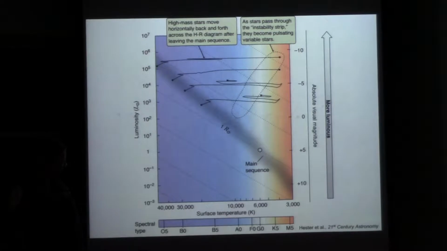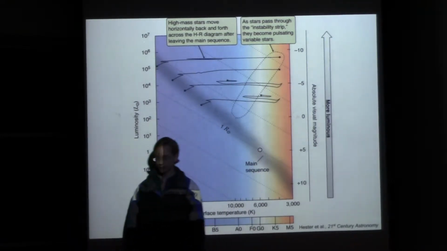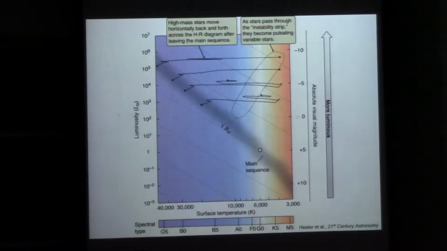So, onwards and upwards. Remember that a low mass star climbs up the giant branch after leaving the main sequence. High mass stars wander back and forth across the top of the HR diagram instead. So high mass stars move horizontally back and forth across the HR diagram after leaving the main sequence. In other words, when they evolve off the main sequence, they pretty much do so at constant luminosity, it turns out.